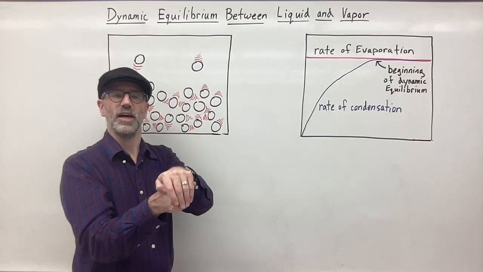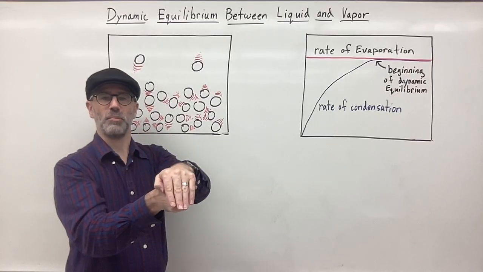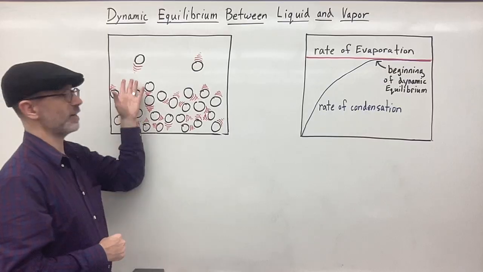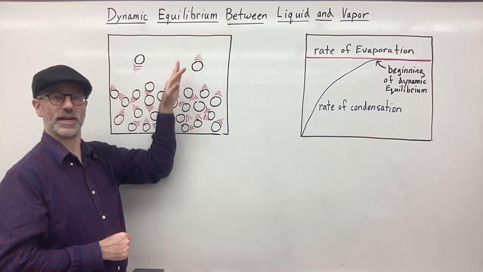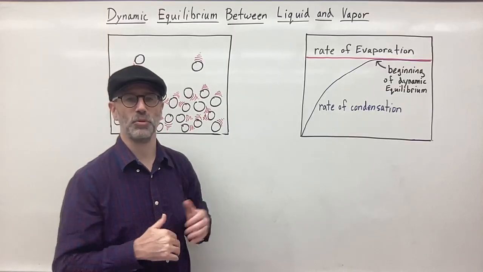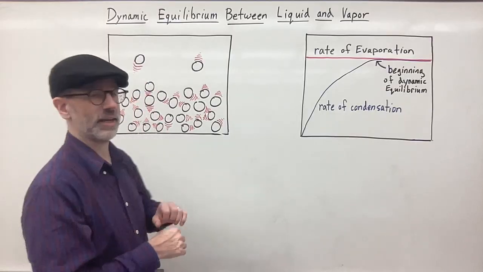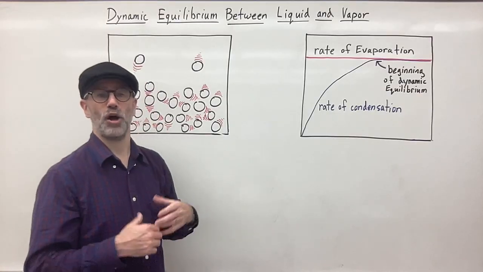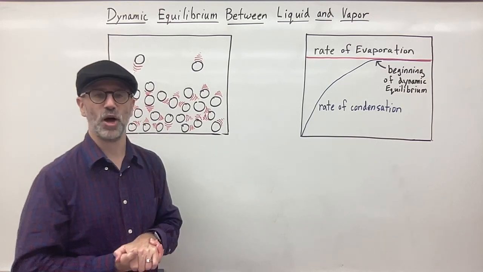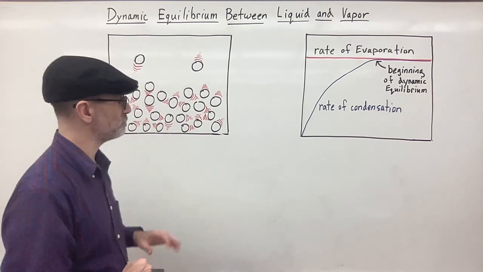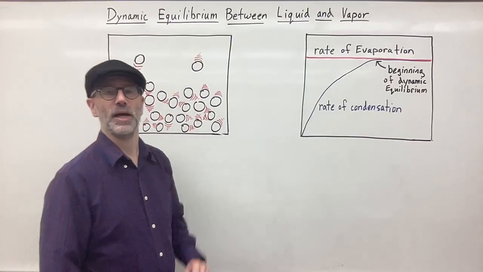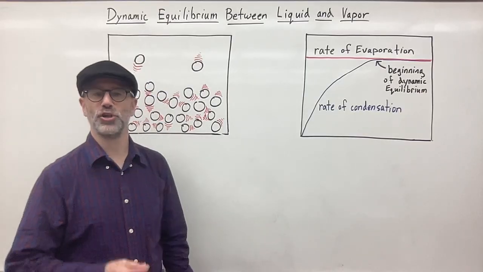If I put the stopper back on the Erlenmeyer flask, I can now build up those particles again until I reach equilibrium once again. So you can disrupt equilibrium by taking the stopper off. You could also, if you change the volume, that would disrupt the equilibrium as well, but we won't get into that in this video. Okay, so now that we've talked about dynamic equilibrium, let's talk about the vapor pressure at dynamic equilibrium.